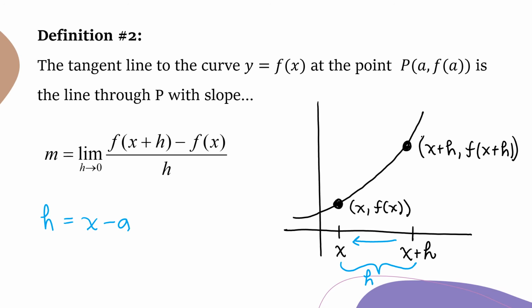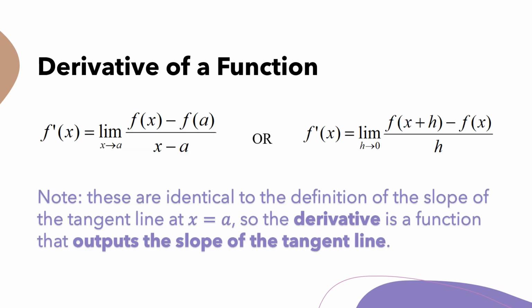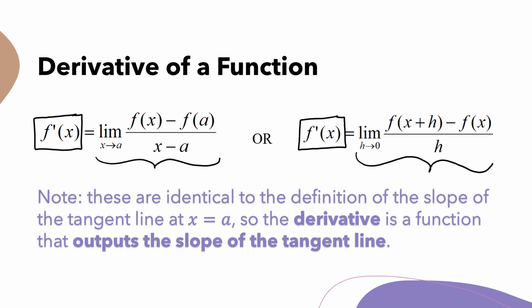The derivative of a function, f prime of x, is equal to either of these limits that give us the slope of a tangent line. So that means that the derivative of a function is another function that outputs the slope of the tangent line at a point. So if we don't want just the tangent at one point, we want to be able to find the slope of the tangent at any point on this function, then we'd find the derivative so that we could get that slope.